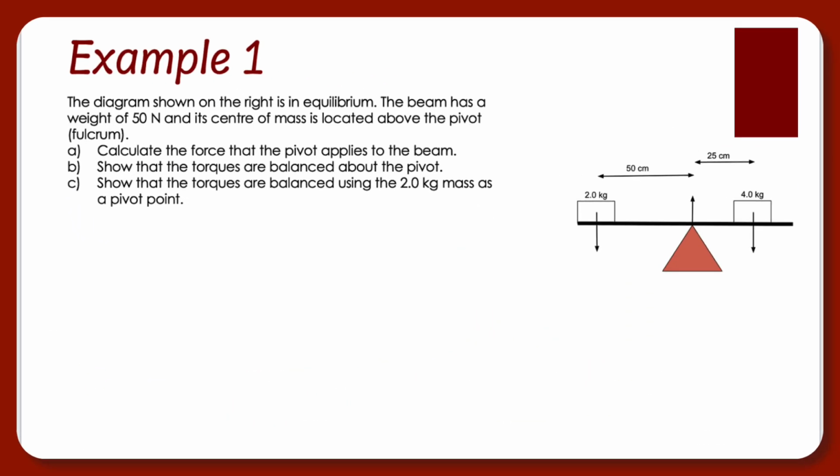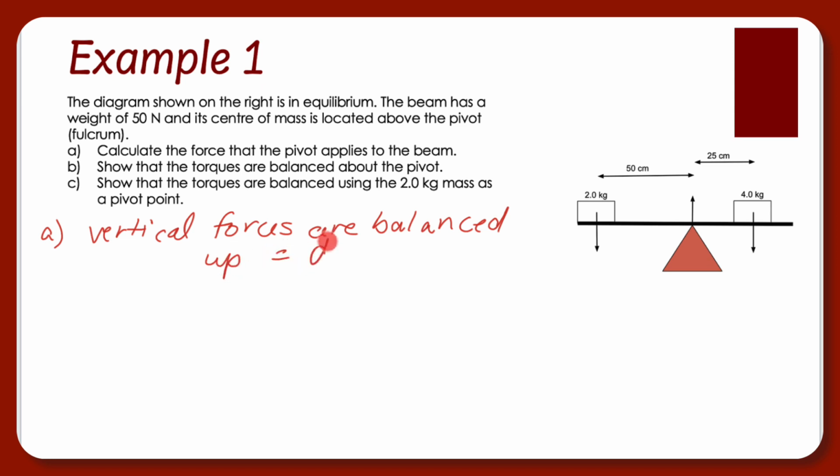So let's do some examples. They really will help. The first part says, let's calculate the force the pivot applies to the beam. So here's the example just like I had in the last part, except for now I have some values. Part A says calculate the force the pivot applies to the beam. So since it's not rotating and it's not moving vertically or horizontally, I also know that the forces are balanced. In this case, let's think about the forces in the vertical direction. That means in the up direction will equal the down direction.